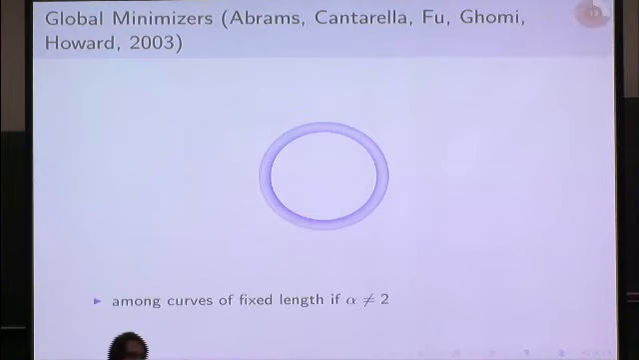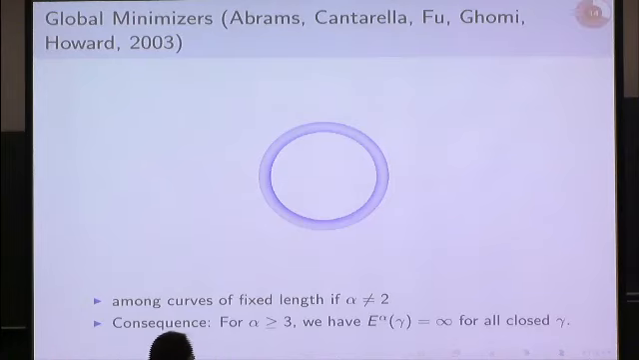Well, I'm cheating a bit. I told you before that these energies are not scaling invariant if alpha is different to 2, but in this case we just look at curves of fixed length, and then the statement is still true. One consequence of that is that actually we get an upper bound. So we have a lower bound on the index alpha. Below this bound we don't have self-repulsive effects.